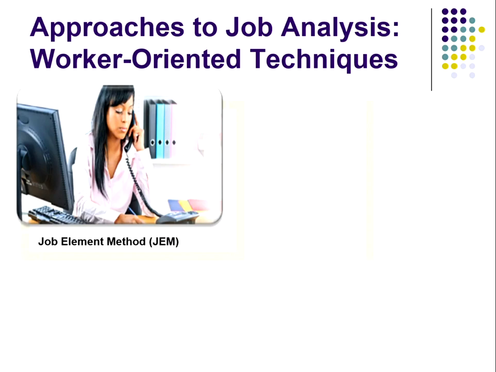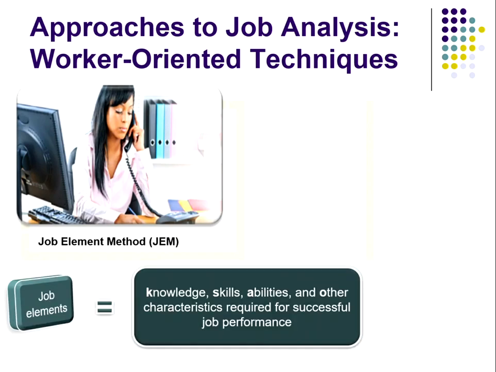So the job element method is one way of doing worker-oriented analysis. Job elements are, and we're going to hear this phrase a lot, KSAOs. KSAO: knowledge, skills, abilities, and other characteristics required for successful job performance. So you're going to hear the phrase KSAO in other chapters as well, because it's part of job analysis, and it's something that we oftentimes need to quantify. Like, what are the KSAOs that are required for successful job performance? So we directly connect job analysis to the selection context through the KSAOs, right? So we have certain knowledge, skills, abilities, and other characteristics that we're going to be looking for in selection.